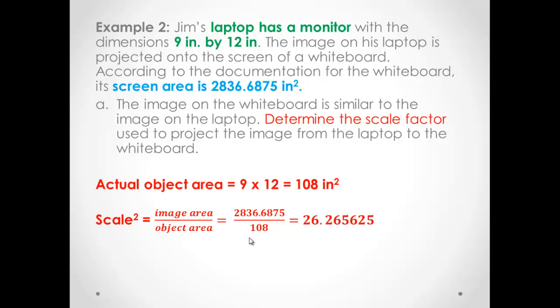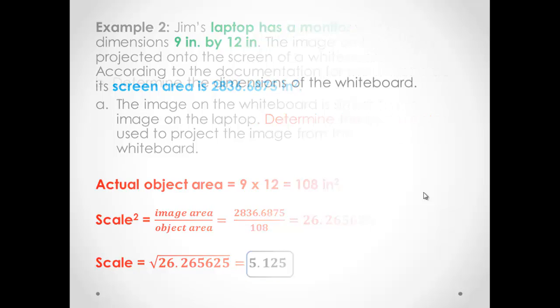we will get a value of 26.265625. So if we want to have the scale factor, we have to square root this. So the scale factor is the square root of 26.265625. Our answer is 5.125, no units. We then use this information to answer part B of this question.